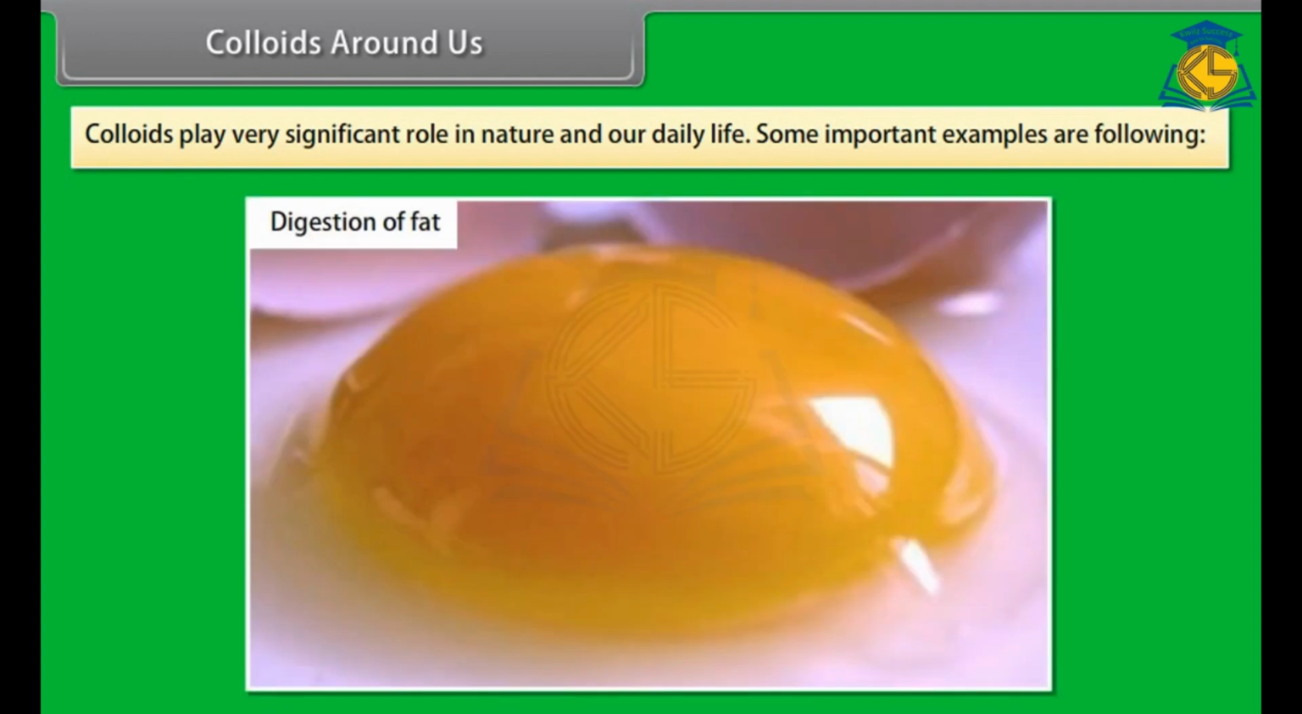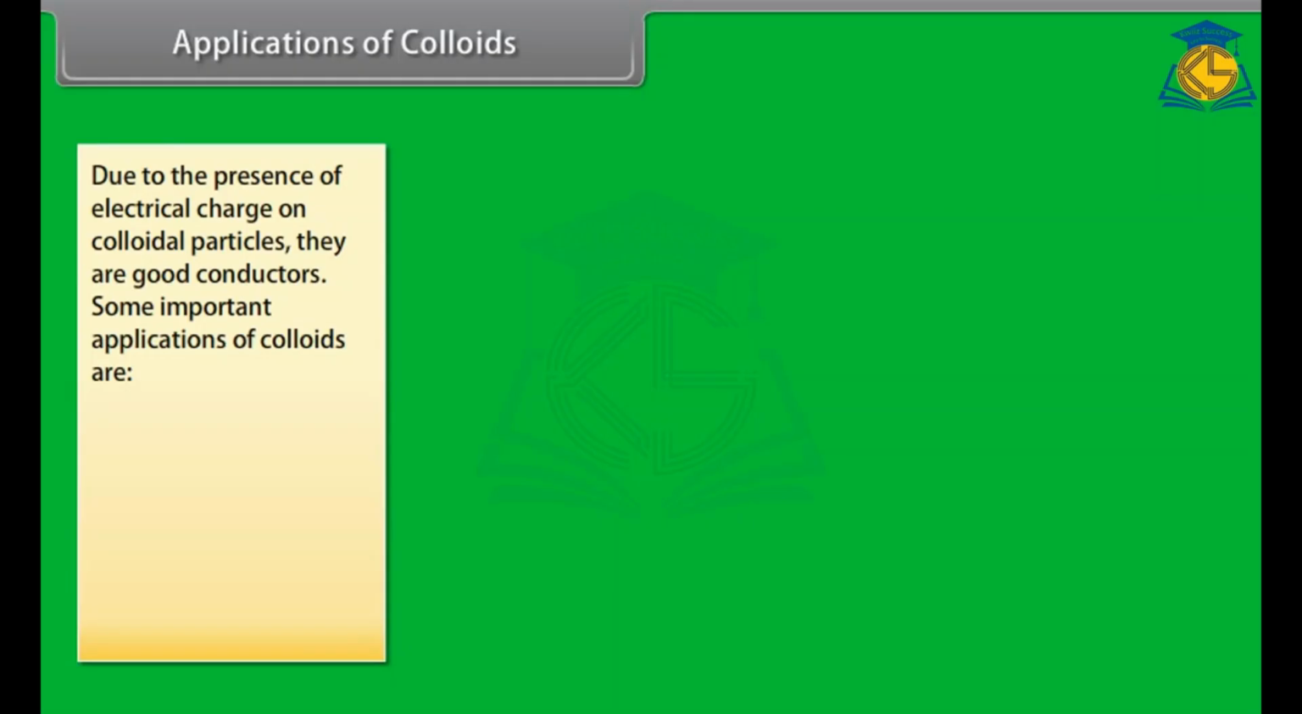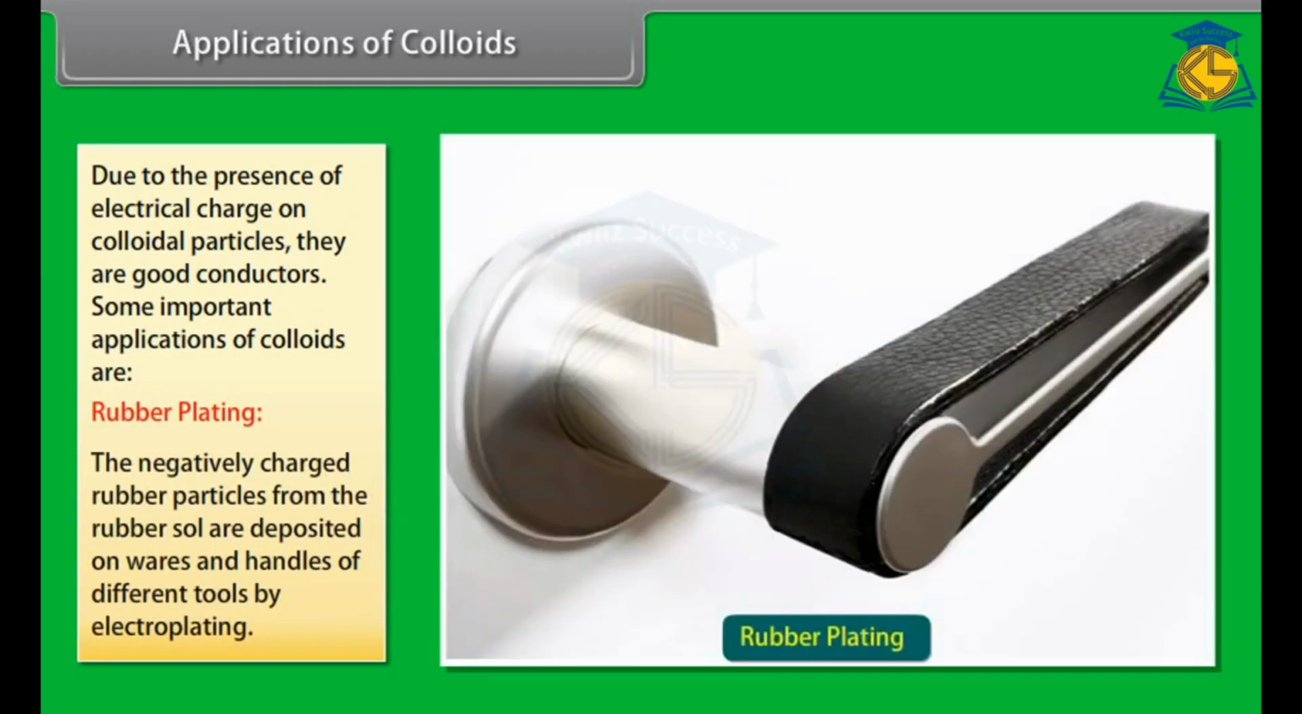Digestion of fats. The digestion of fats is aided by emulsification. Applications of colloids. Due to the presence of electrical charge on colloidal particles, they are good conductors. Some important applications of colloids are rubber plating. The negatively charged rubber particles from the rubber sole are deposited on wares and handles of different tools by electroplating.